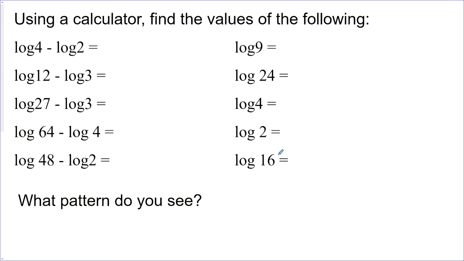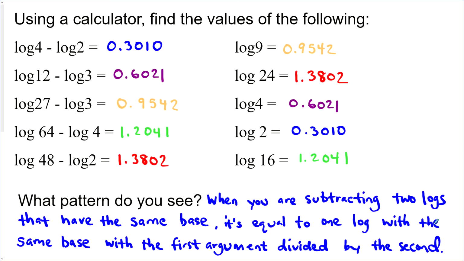Do the same thing for these examples here and write down the pattern that you notice. Again, I've color-coded the ones that are the same, and there's definitely a pattern here. If we're subtracting two logs that have the same base, it's the same as one log with the first argument being divided by the second argument. So 64 divided by 4 is 16, and 48 divided by 2 is 24. And so you can see that those two are the same.